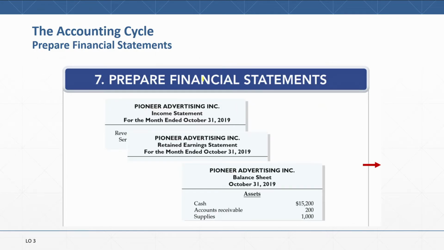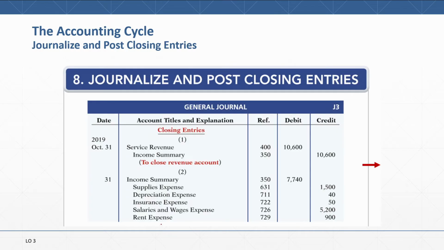Next, we prepare our financial statements. Once again, in this order, we are not using a worksheet. We start by preparing the income statement. Net income from the income statement goes to the retained earnings statement, and the ending retained earnings amount from the retained earnings statement goes to our balance sheet.